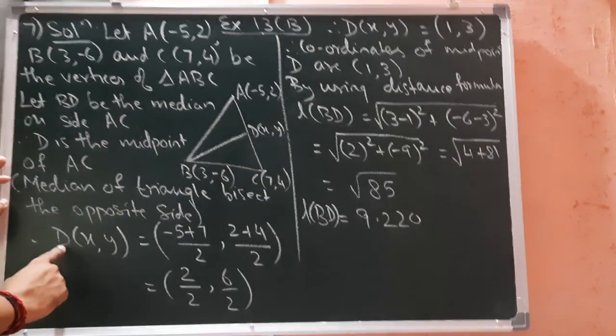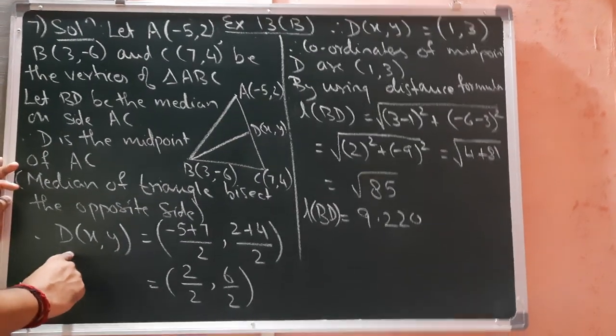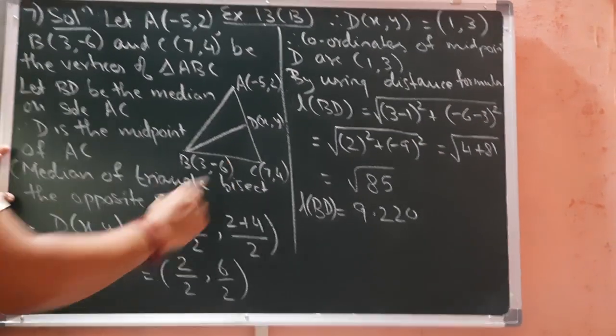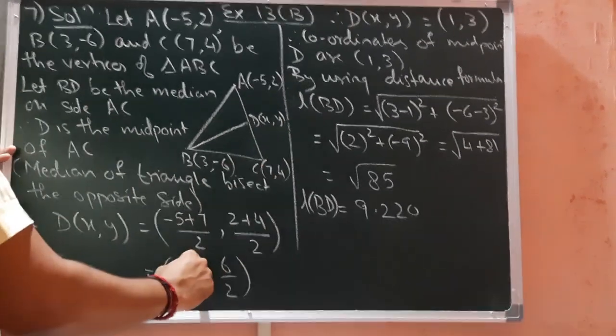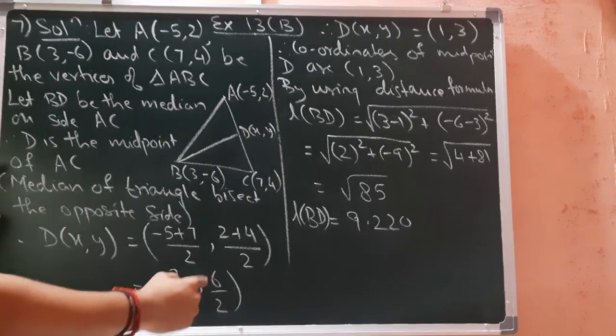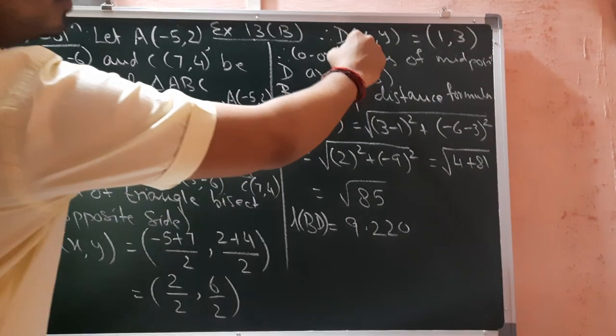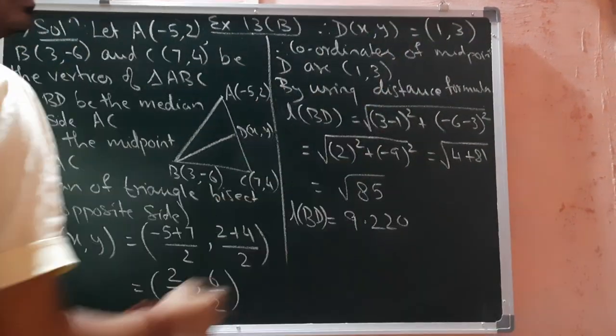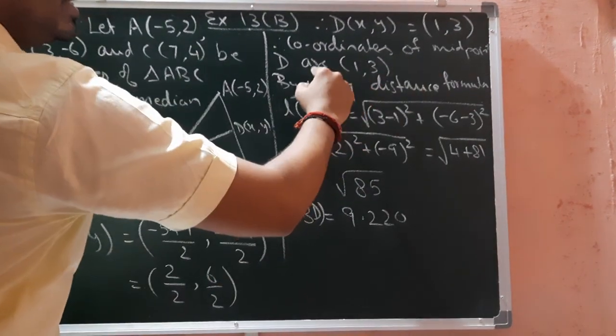Therefore, by using the midpoint formula, as D is the midpoint, the coordinate of D (x, y) is equal to (-5 + 7)/2, (2 + 4)/2. We get 2/2, comma 6/2. Coordinate of D is equal to (1, 3). Okay, so the coordinates of midpoint D are (1, 3).